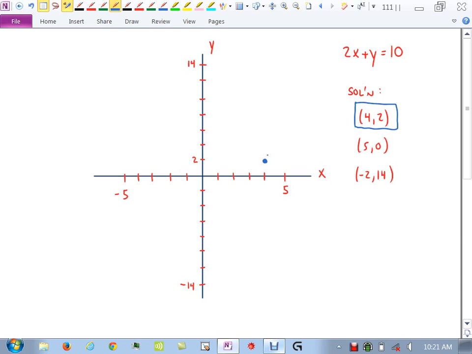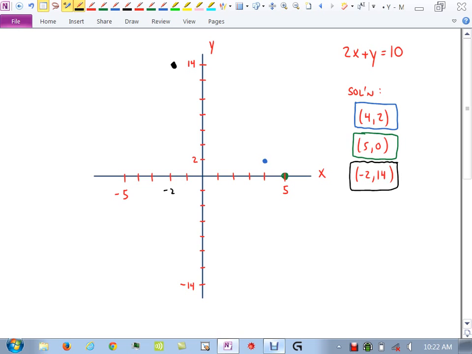Where's (5, 0)? I'll do this one in green. (5, 0) means what? To the right 5, and then don't go up or down, just stay there. Okay, and then the last one, (-2, 14), means to the left 2 and up 14, right? Left 2 would be, here's -2, up 14 puts me up here, like that. Those are 3 of the infinite number of solutions we have.